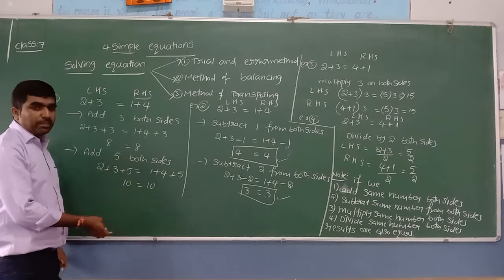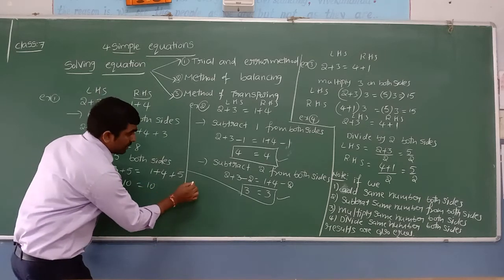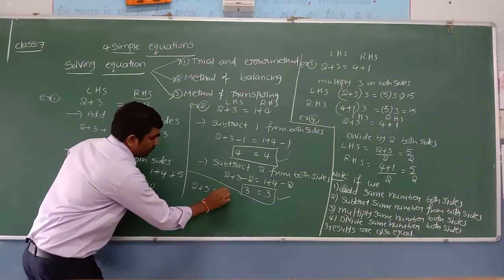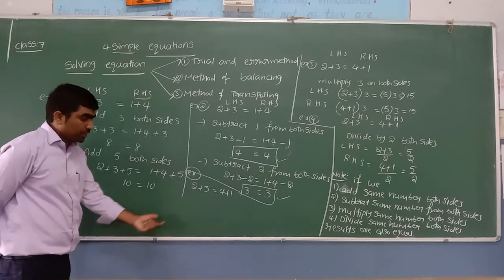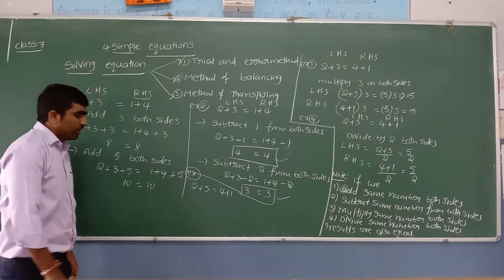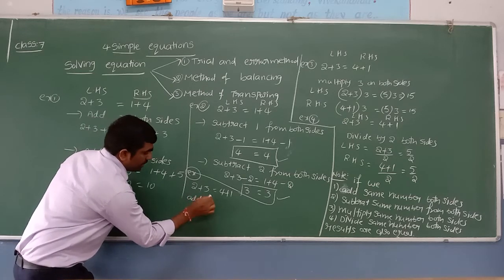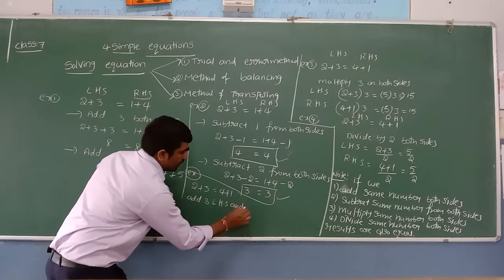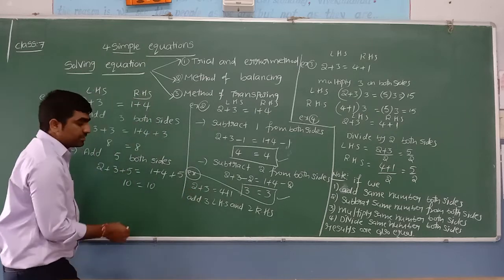If I add a different number to both sides, anybody got this doubt? Let me take one equal statement, a true statement. 2 plus 3 is equal to 4 plus 1. It is a true statement. 2 plus 3 is 5, 4 plus 1 is 5. Both are equal. Now let me add 3 to LHS and 2 to RHS. Then we'll see what the results are.